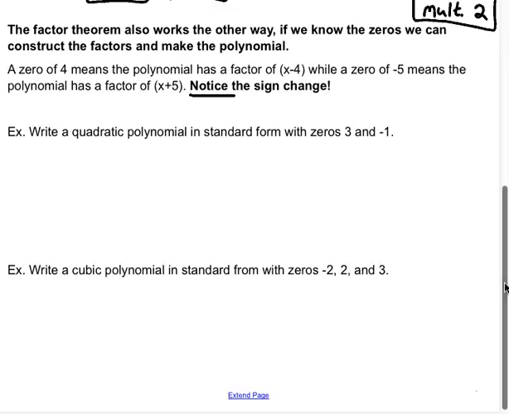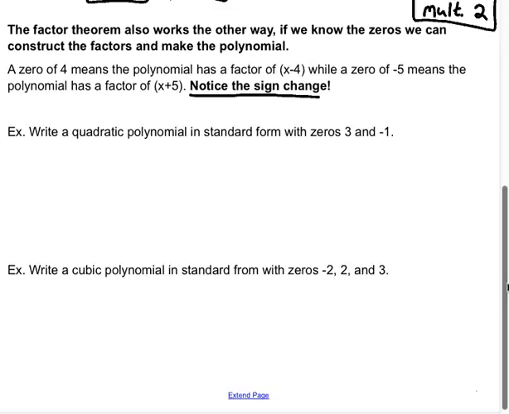So notice, between the 0 and the factor, there is a sign change. For example, a solution of 6 means I have a factor of x minus 6. A solution of negative 7 means I have a factor of x plus 7. So just notice that sign change. I can use those zeros to reconstruct the factors, to reconstruct the polynomial. Let me show you what I'm talking about.